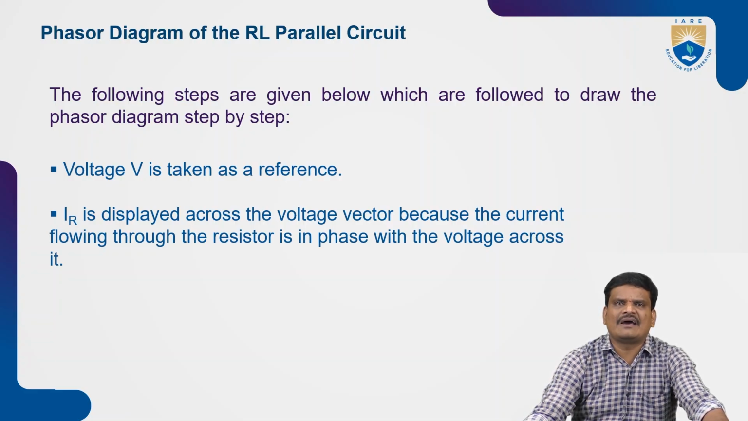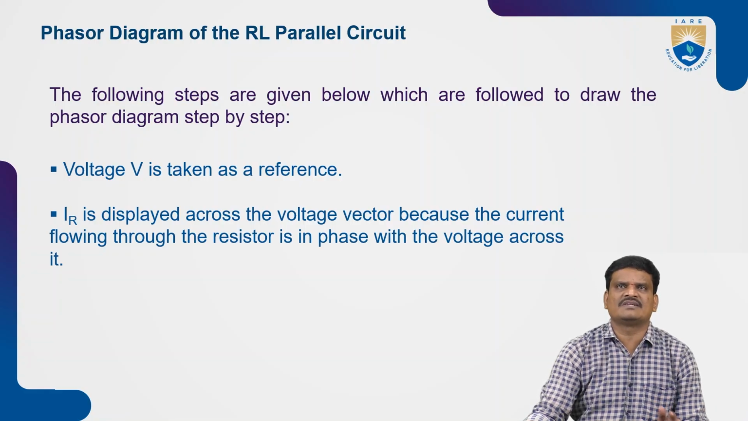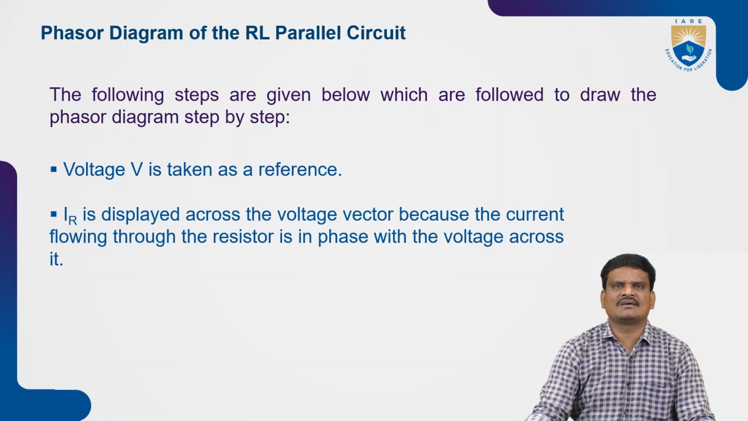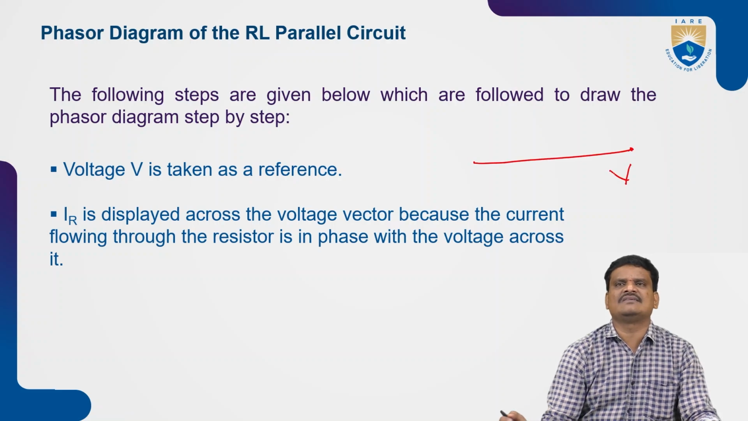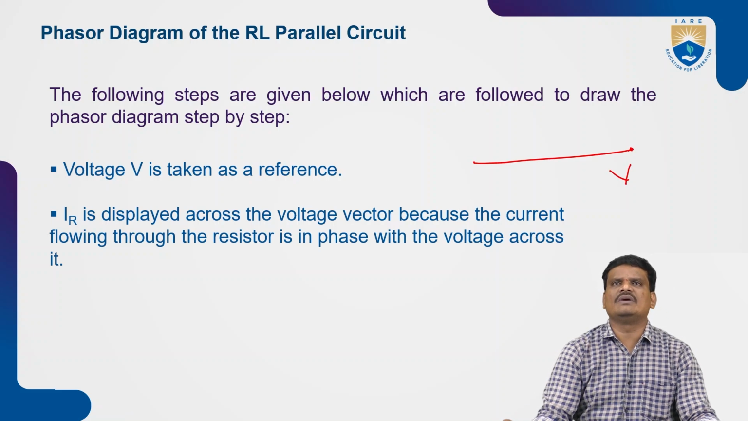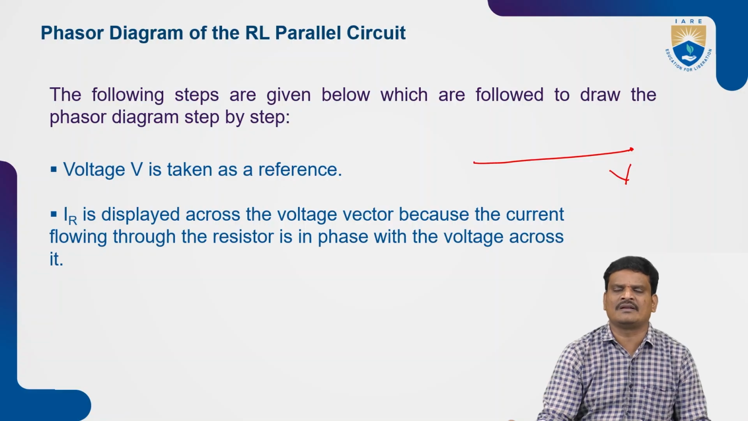As it is a parallel circuit, the voltage across each branch present in a given circuit is the same. So in a simple way, I need to take the voltage as a reference in order to draw the phasor diagram. It will be easy if you take the voltage as a reference, or else you can take the current as a reference and draw the phasor diagram for a parallel RL circuit.